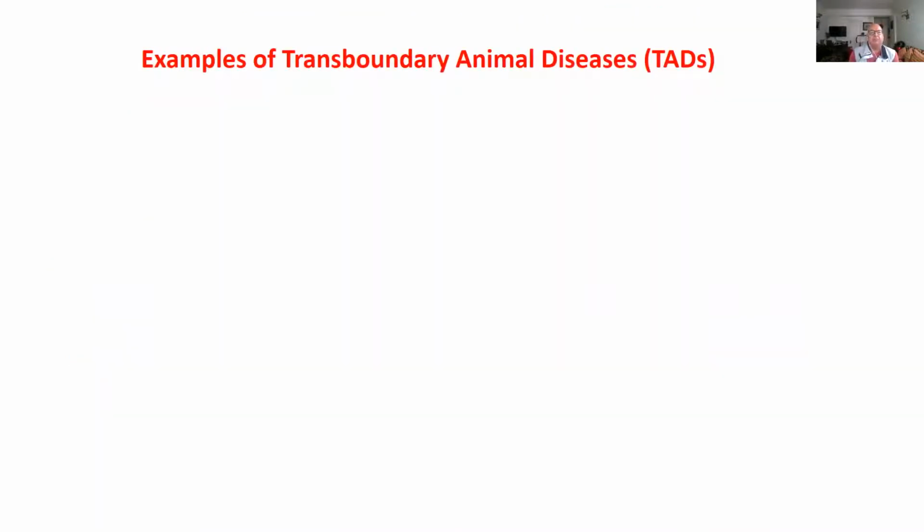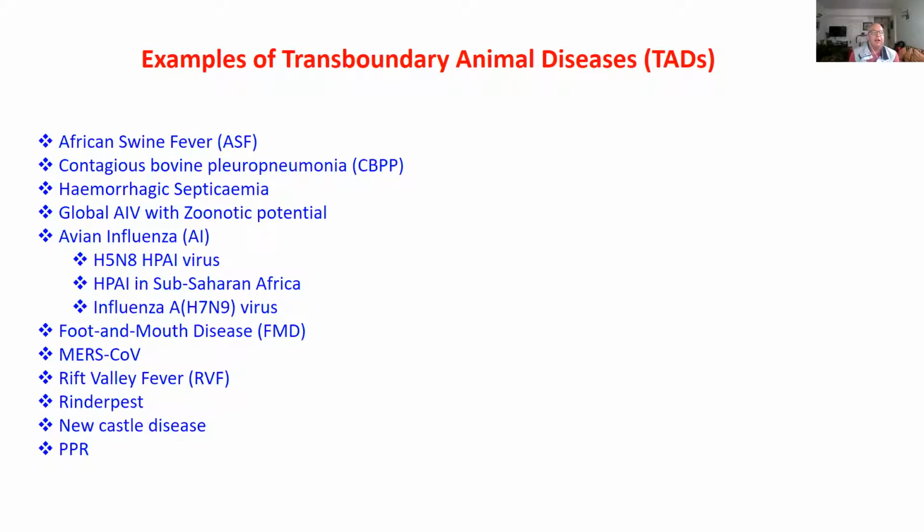Some examples of transboundary animal diseases are African swine fever, contagious bovine pleuropneumonia. These are some of the names, and even hemorrhagic septicemia is named. I just took this from the FAO website. Global avian influenza virus, AIV, with zoonotic potential. That means avian influenza viruses which have zoonotic potential have an ability to transmit to human beings.